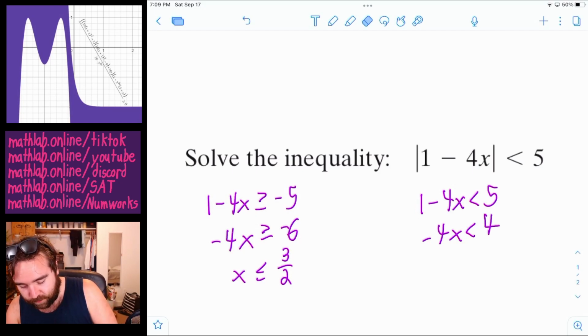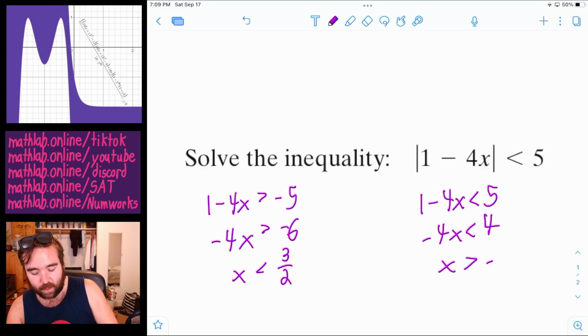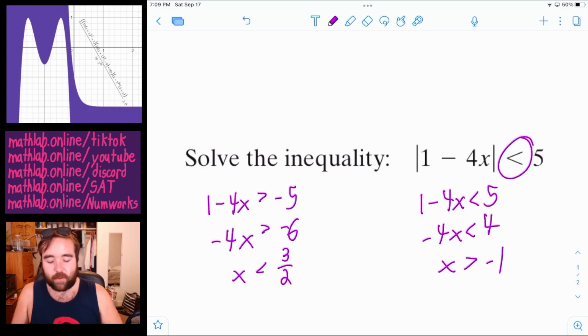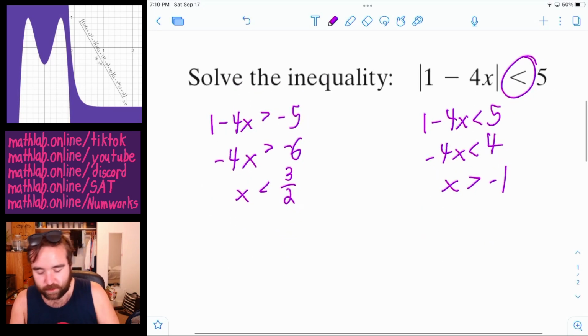Oh, this isn't less than or equal to, though. I wrote that wrong. Just less than, and then we divide by negative 4, so x is greater than negative 1. And so here, it's an "and" problem because of this sign right here, that our absolute value is less than 5. So we need both of these things to be true.